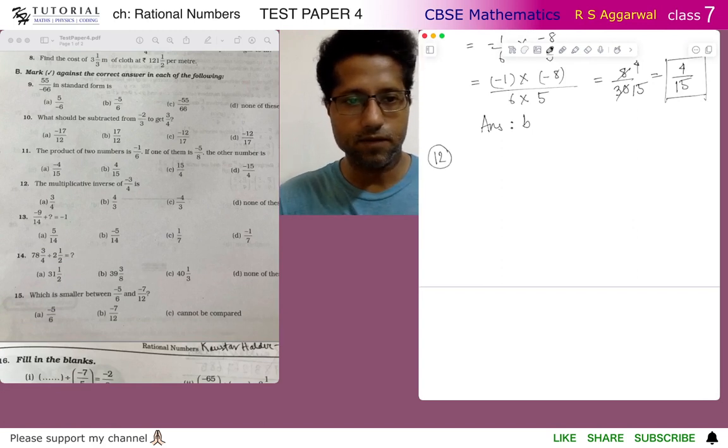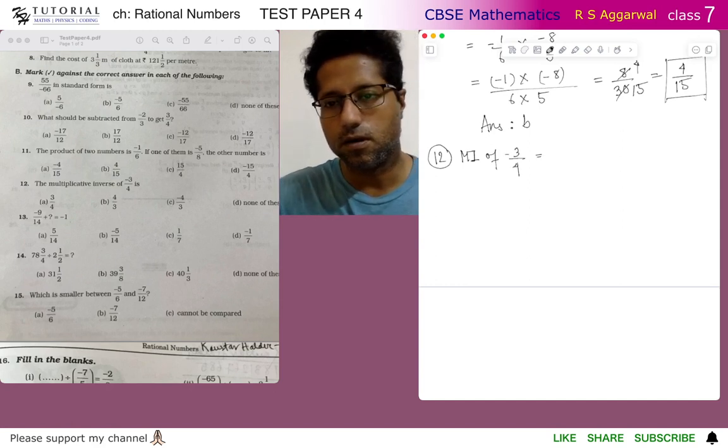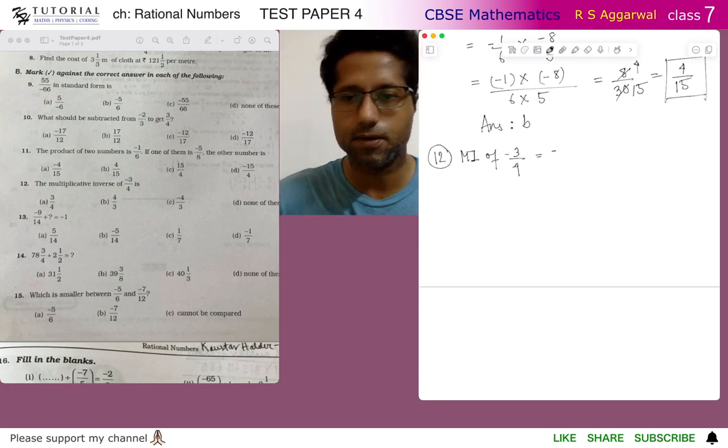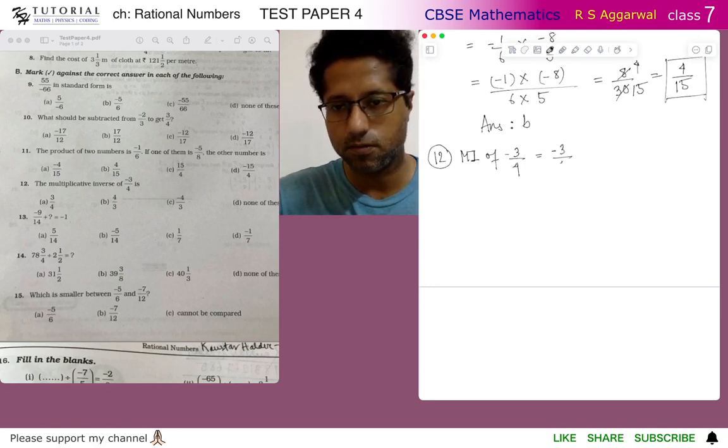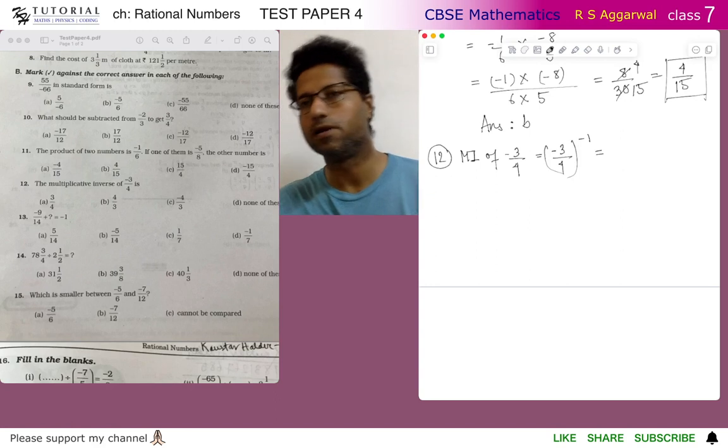The multiplicative inverse of minus 3 by 4. By notation we write the multiplicative inverse of minus 3 by 4 as minus 3 by 4 with a power of minus 1. Now this is nothing but we reverse the numerator and the denominator.